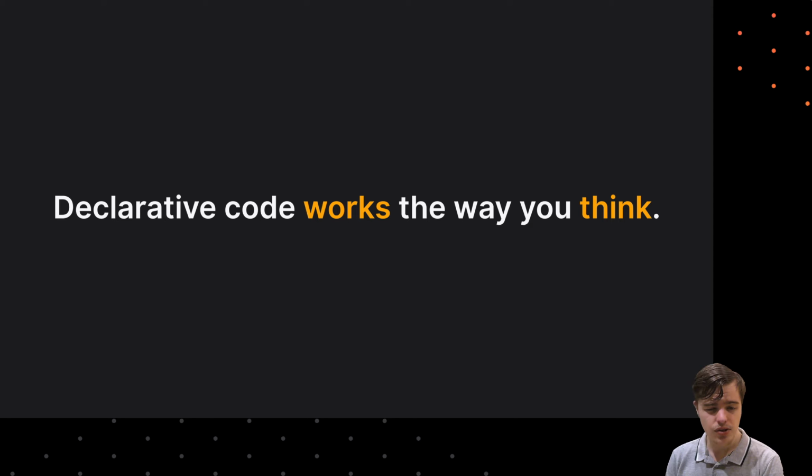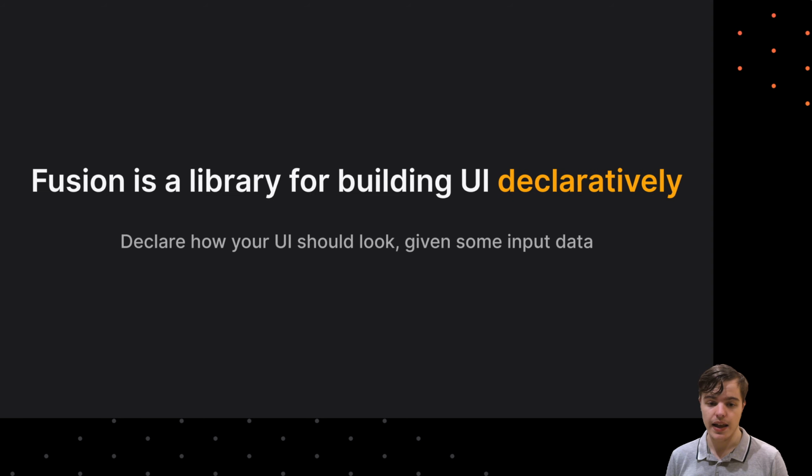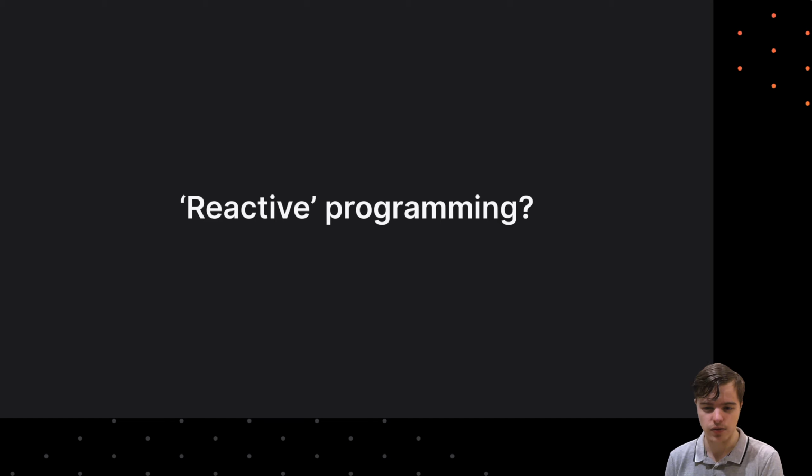So where does Fusion come into this? Well, Fusion is a library for building UI declaratively, or more specifically, it lets you declare how your UI should look given some input data. Fusion achieves this by building on the principles of reactive programming. Now, I am aware that some of you might not know what reactive programming is, so let me try and explain it for you. You'll see why it's important in a second.